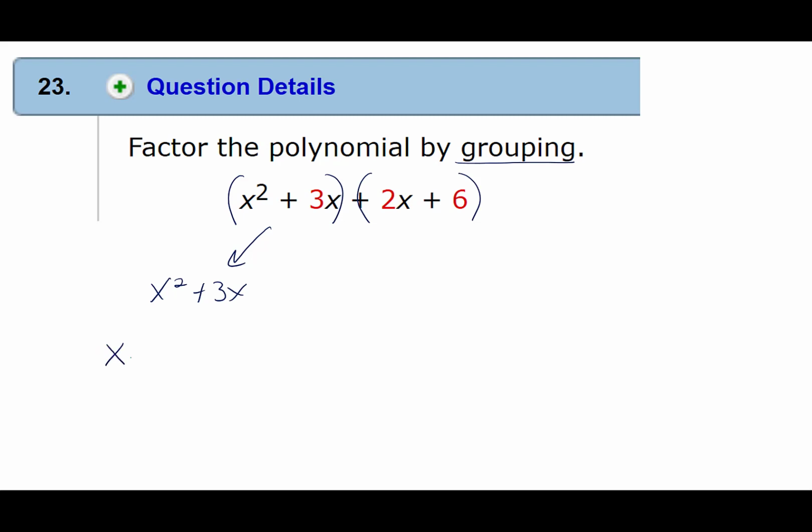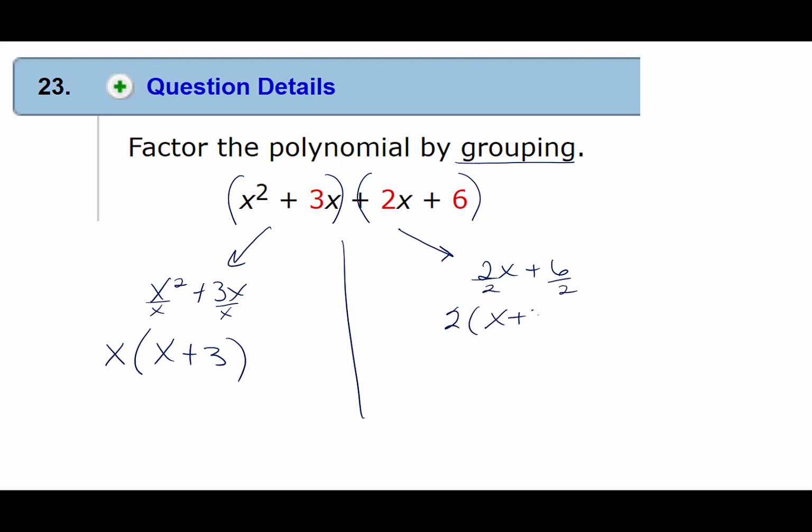This first one would be an x, and then once you divide each of these terms by an x, you'd be left with x plus 3. Okay, and then we're going to do the same thing with the last two terms. It was 2x plus 6, and they both share a 2. When you divide this binomial by 2, you have x plus 3.